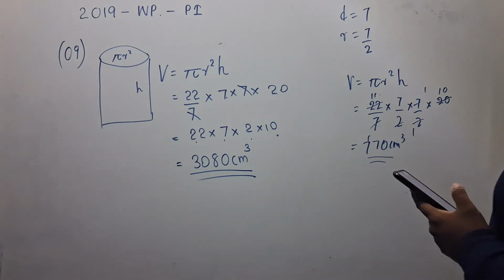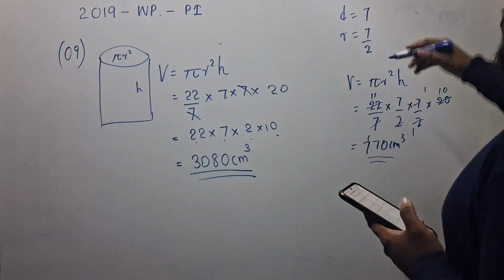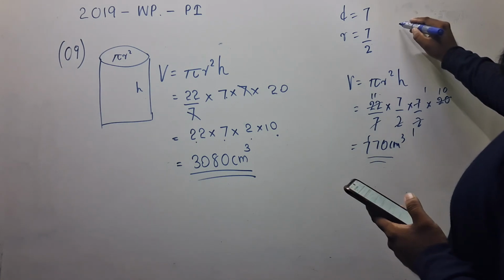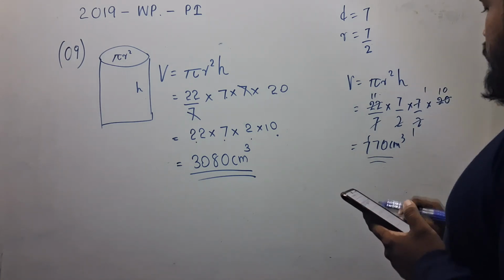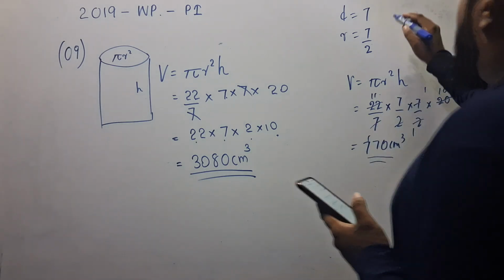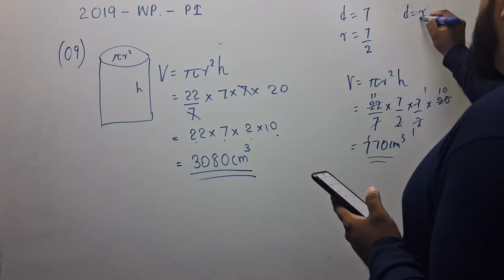That's the one way. Or you can do like this. You can do d equals r over 2.